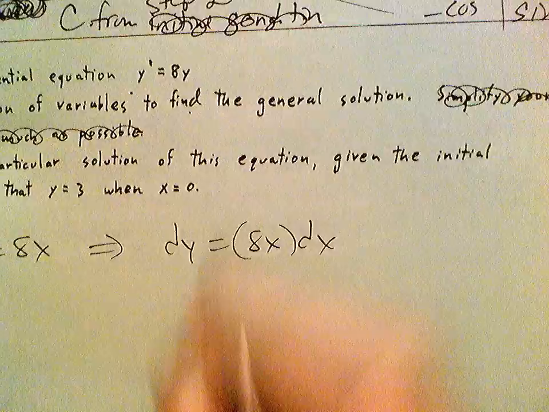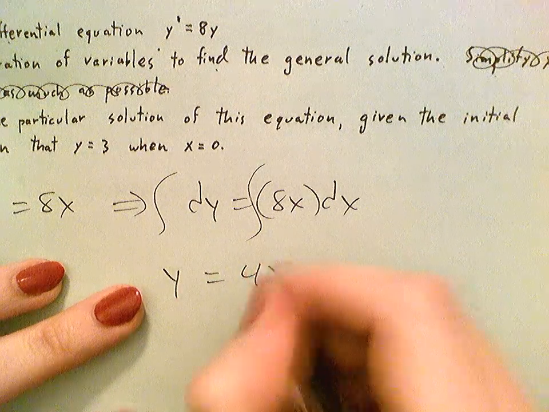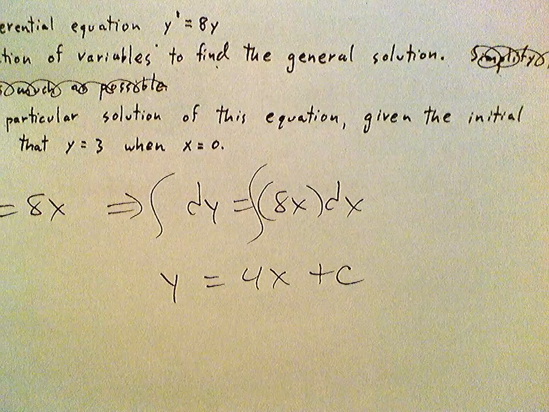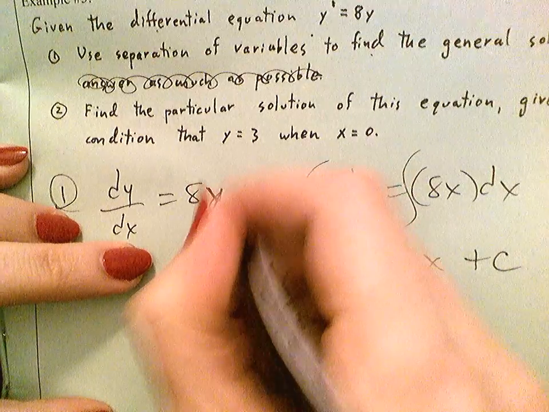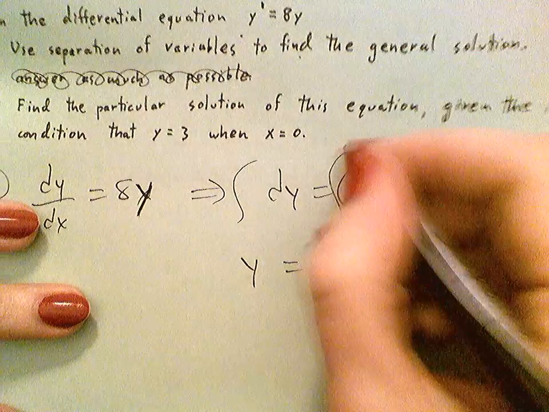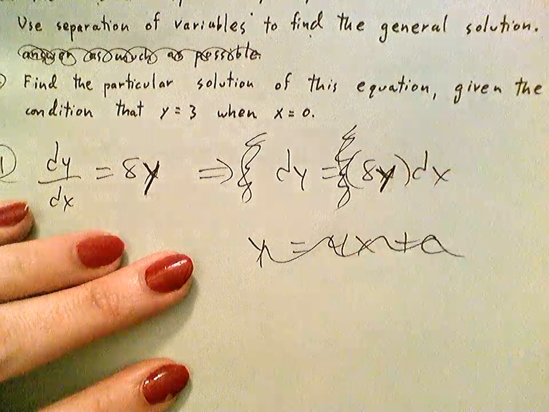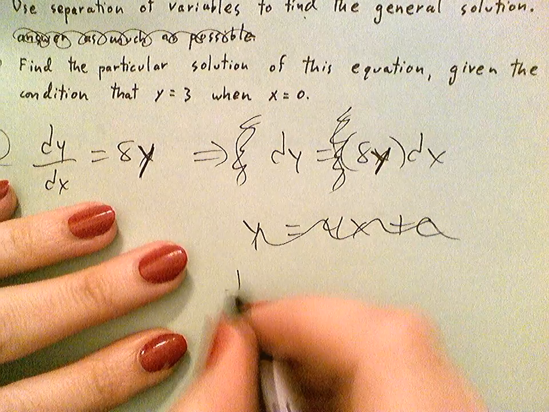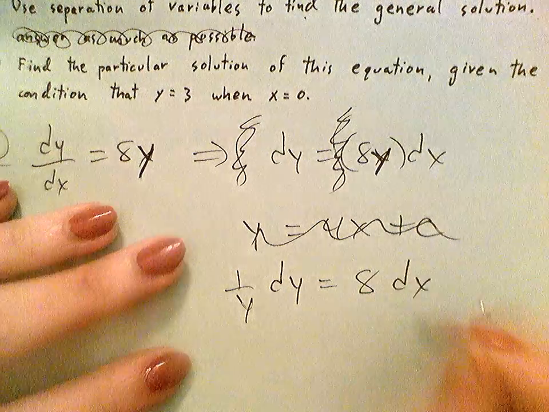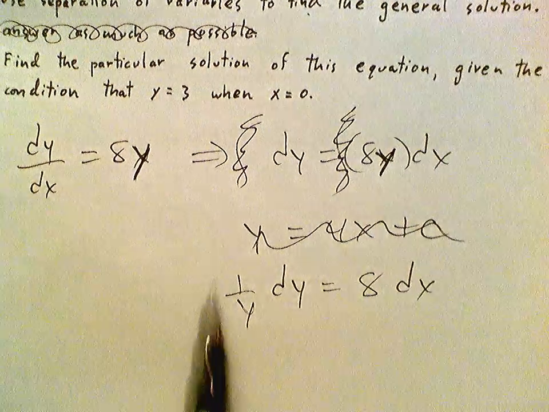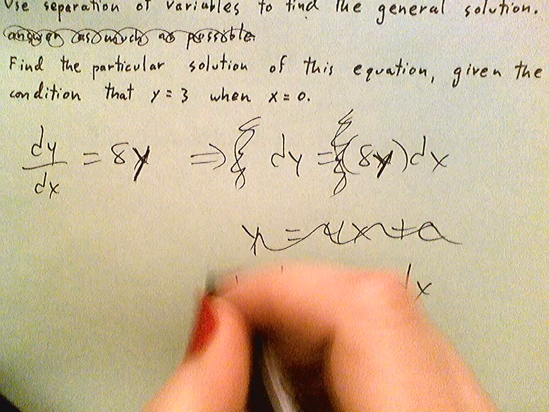Yep, variables separated. Okay, antiderivative. So y is equal to 4x plus... This is a y. My bad. So never mind that. That's a y. I thought it was too easy. So 1 over y dy equals 8 dx. You could have had 1 over 8y, but try to make it easy on yourself because you're going to have to take the antiderivative eventually.